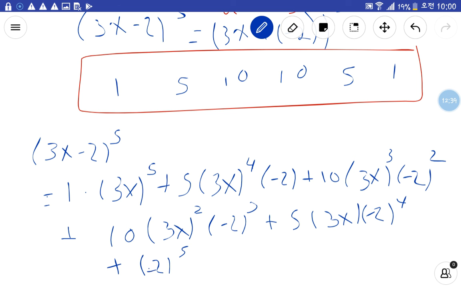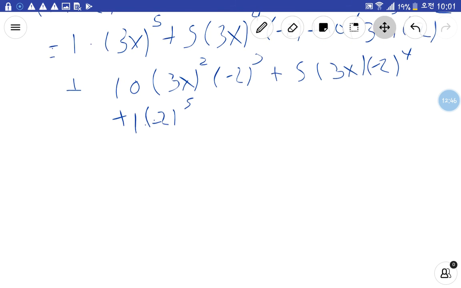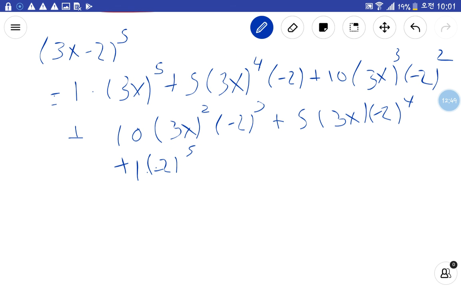So what you need to do next is simplify all of them. I will just show you one right here. If you simplify fully, what do you get? 3 to the 5th power is 243, x to the 5th power. 3 to the 4th power is 81. 81 times 10 would be 810, but we have a negative there. Your answer should be minus 810 x to the 4th power.